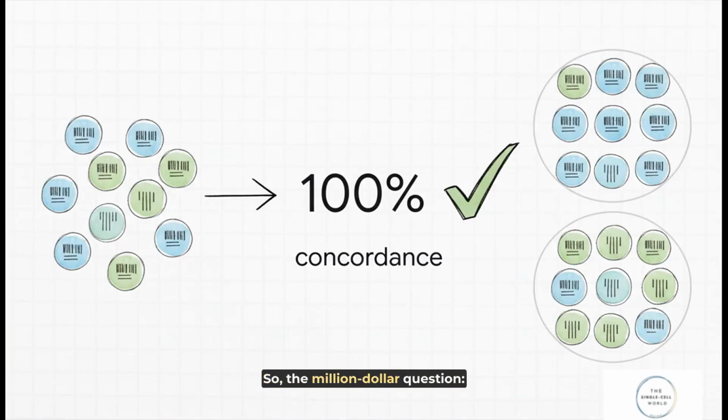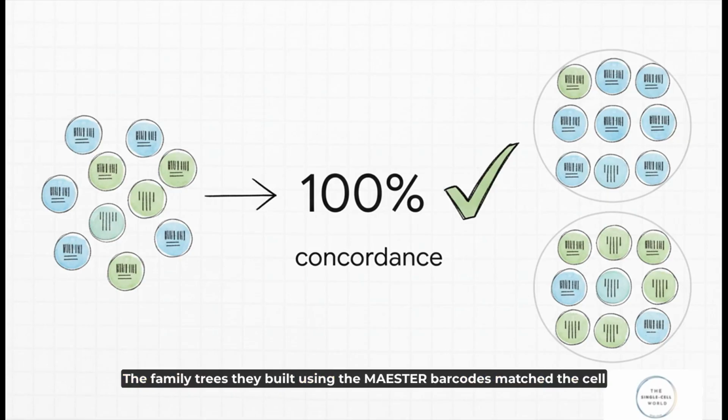So, the million-dollar question: did that massive boost in coverage actually help them tell the cells apart? The answer was an overwhelming yes. The family trees they built using the master barcodes matched the cell identities from the standard gene expression data with 100% accuracy. It was a perfect match. It cleanly separated the two cell populations, no problem.